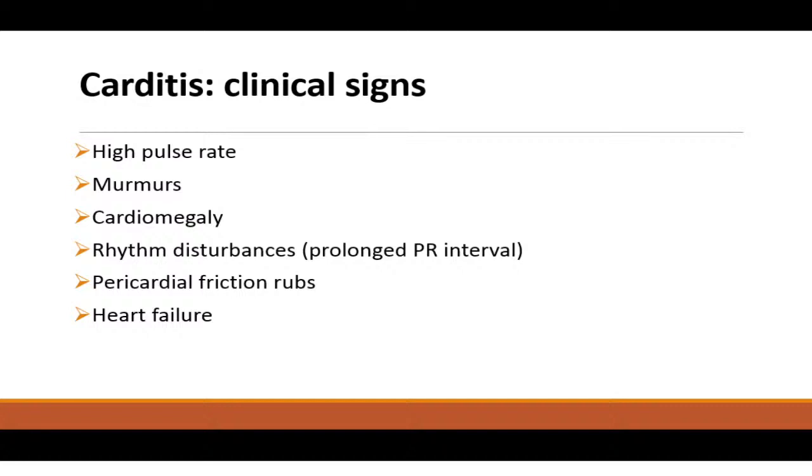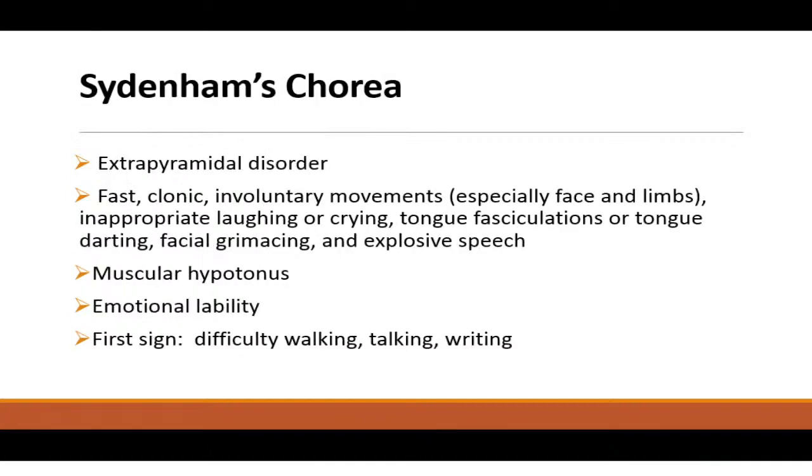So the clinical signs of carditis, one more time: high pulse rate, tachycardia, as a manifestation of heart disease and heart failure; murmurs due to valve insufficiency and dysfunction; cardiomegaly due to myocarditis and pericarditis; different rhythm and conduction disturbances; pericardial friction rubs; and general edema, dyspnea and rales due to heart failure, as I said before.